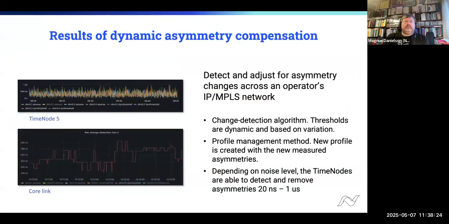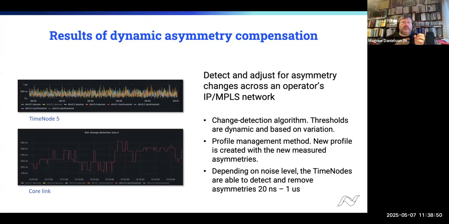Also, another aspect is the dynamic of symmetry. Detecting asymmetry can change in the network because of the way it can change across the operations of the network. So you need change detection. You need to be dynamic.